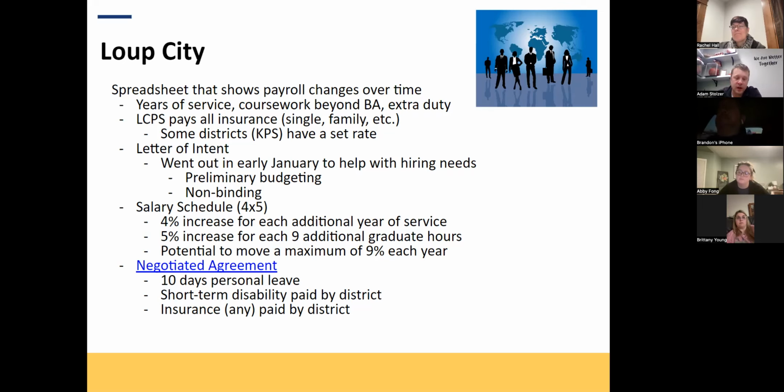Yep. I know Howells Dodge doesn't even offer health insurance. They just give you like $18,000 on top of your salary to go buy insurance.